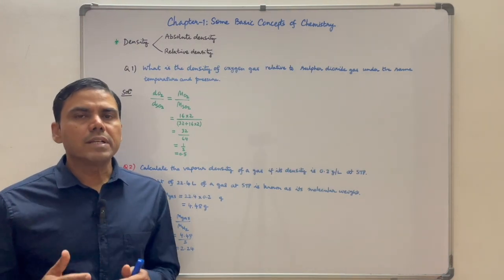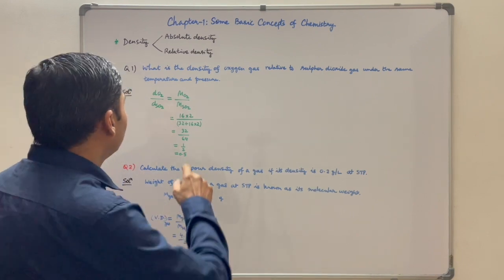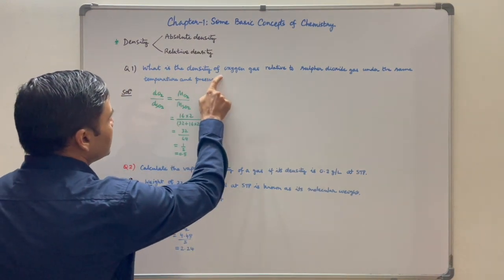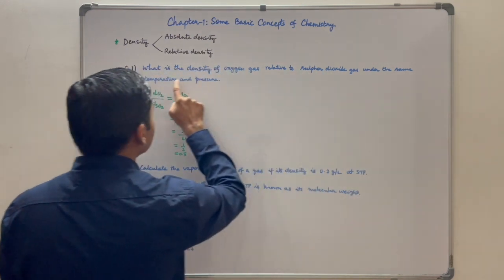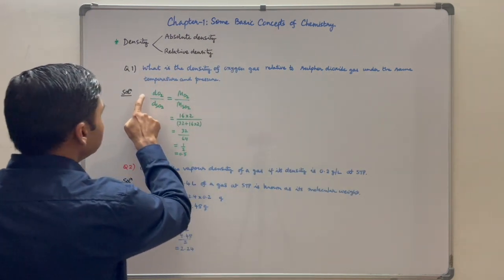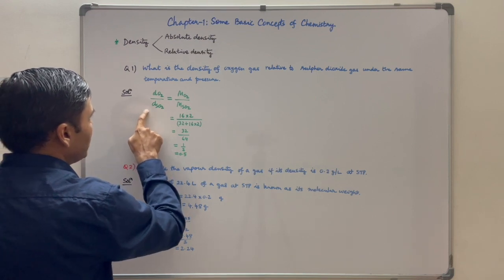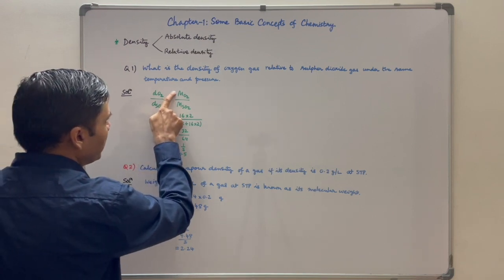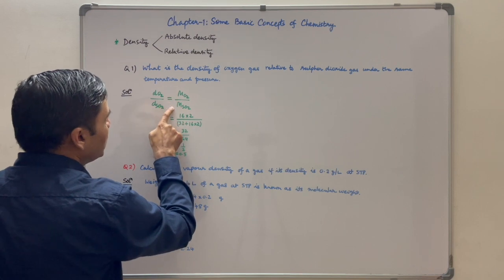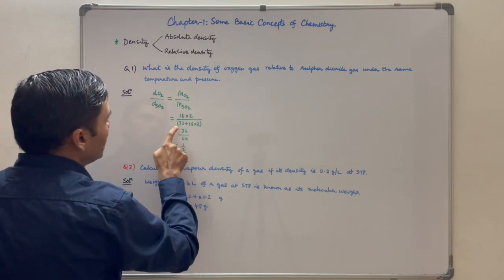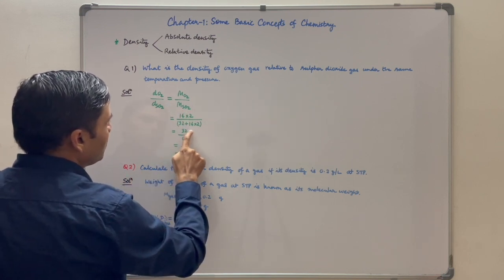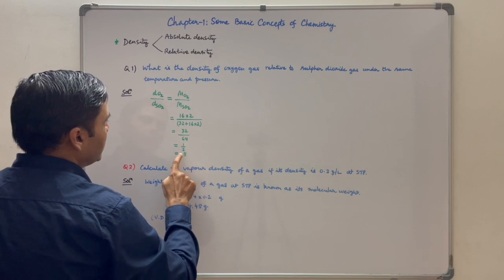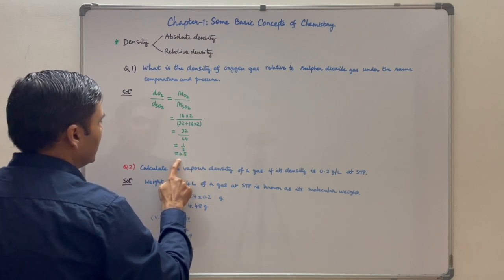Let us see a couple of numericals based on density. First question is, what is the density of oxygen gas relative to sulfur dioxide gas under the same temperature and pressure? Density of oxygen upon density of sulfur dioxide is equal to molecular weight of oxygen gas upon molecular weight of sulfur dioxide gas, and that is 16 into 2 upon 32 plus 16 into 2. That comes out to be 32 upon 64, that is 1/2, and that is equal to 0.5.